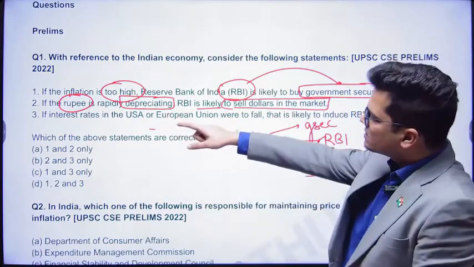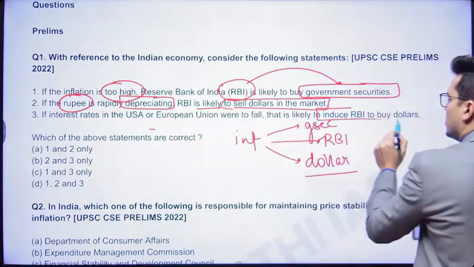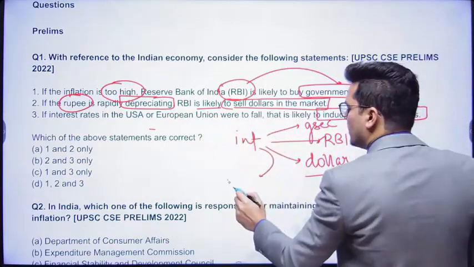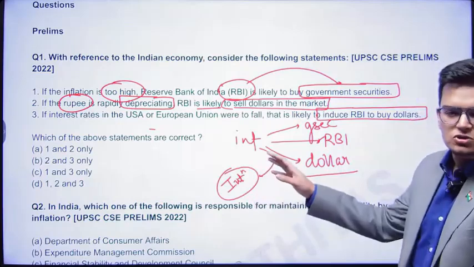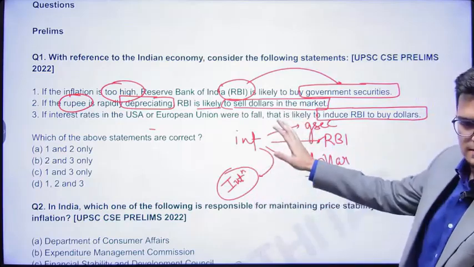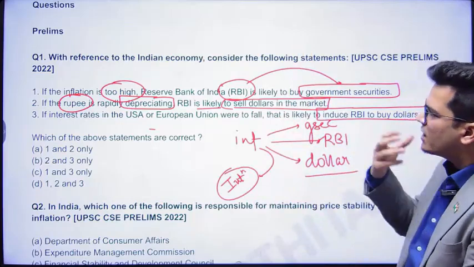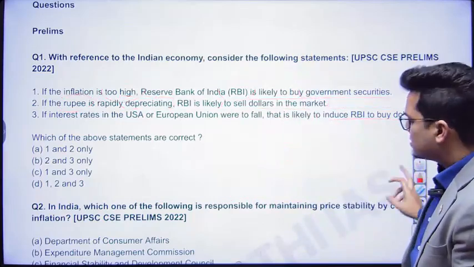If interest rates in USA or European Union were to fall, that is likely to induce RBI to buy dollars. So inflation is also linked to some international economics. Right now I just know this much. I don't want the answer. ठीक है, हम आंसर देखेंगे when we have studied all of this. Right now I'm just trying to understand कि important क्या होता है. This is question 1. Let's read question 2.